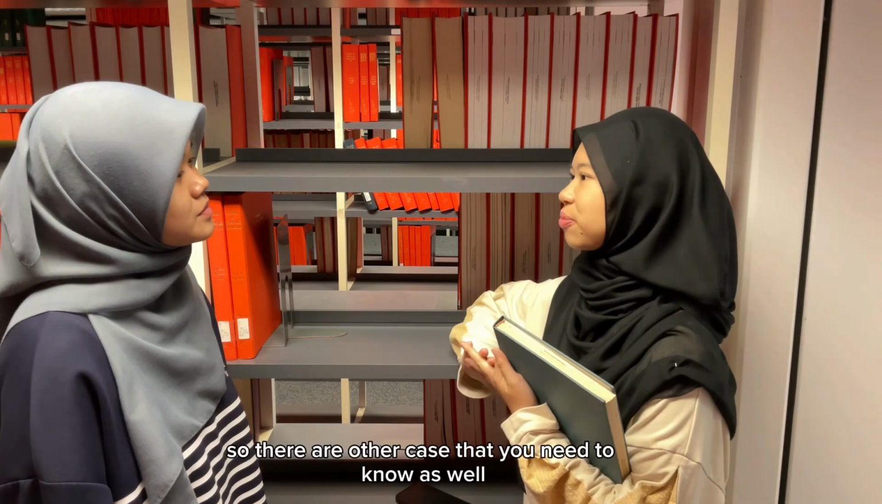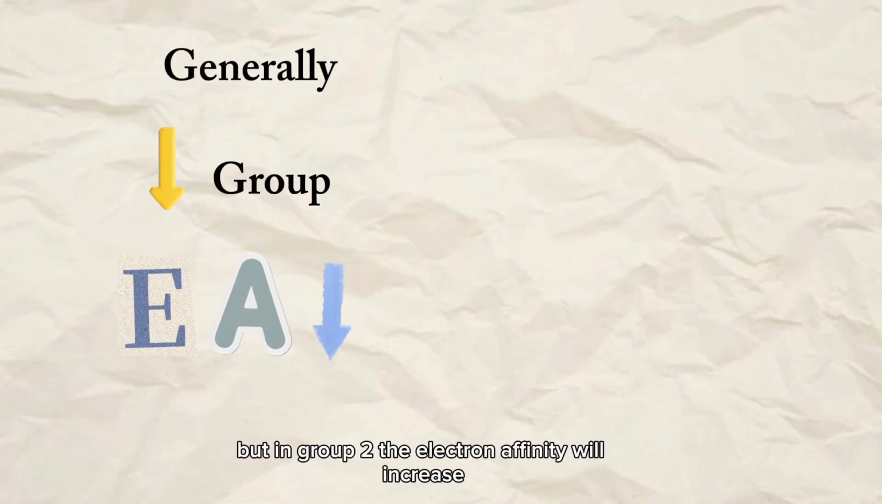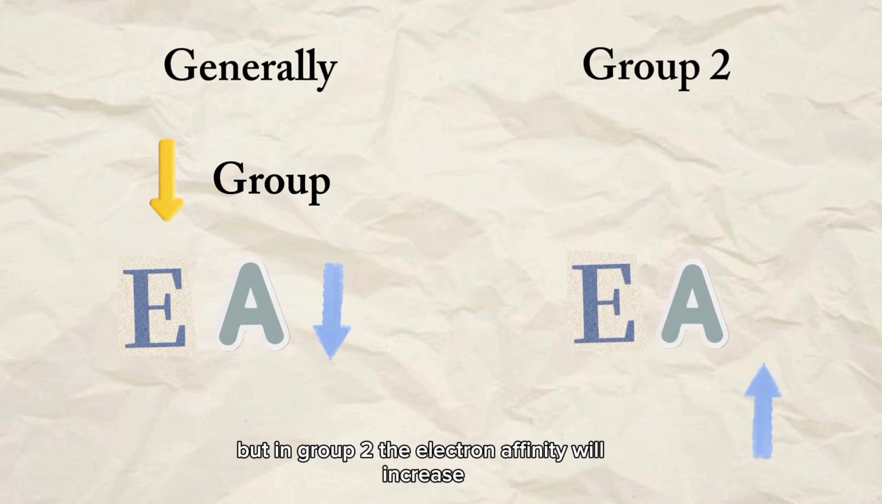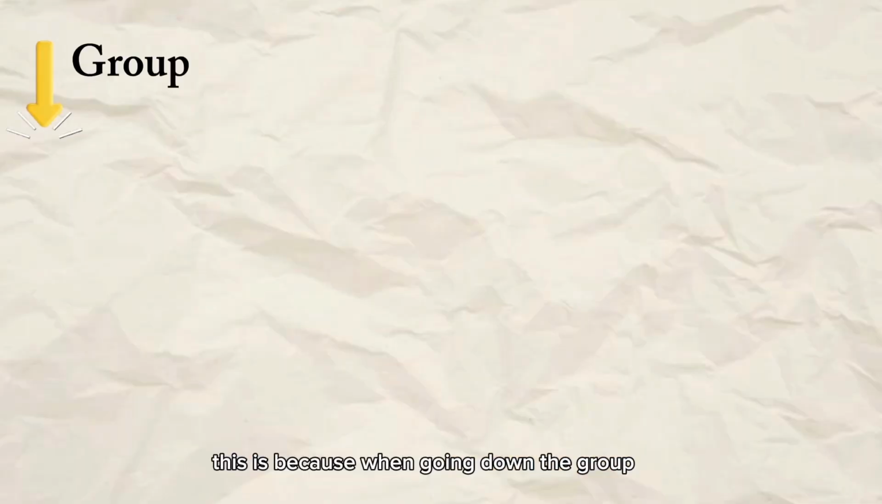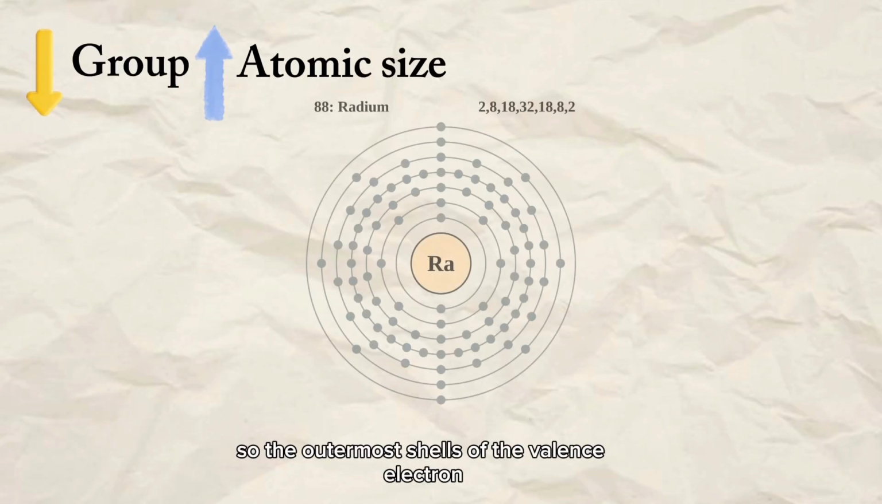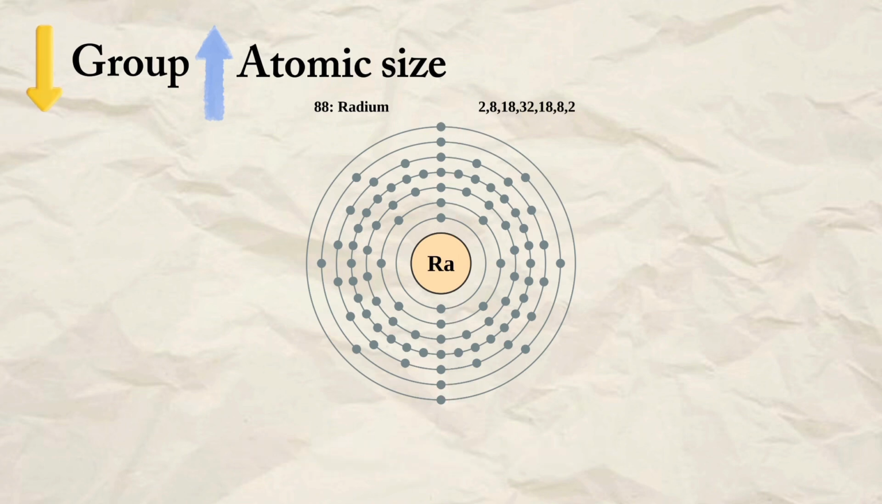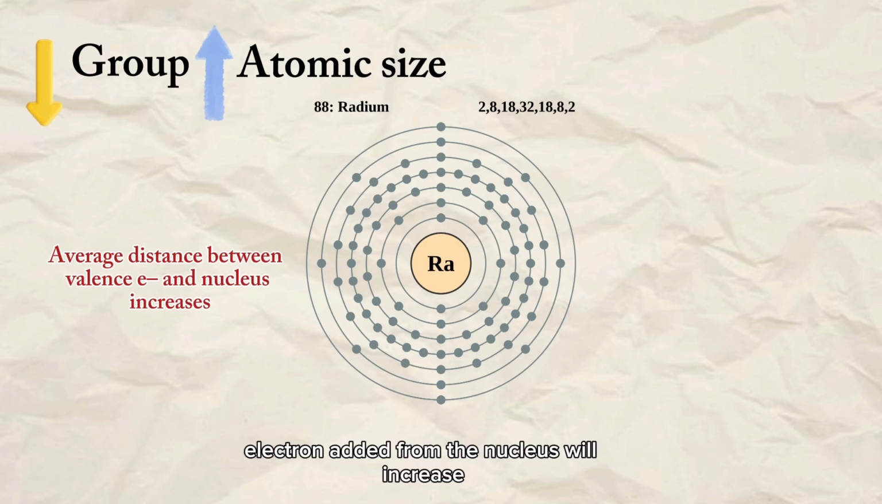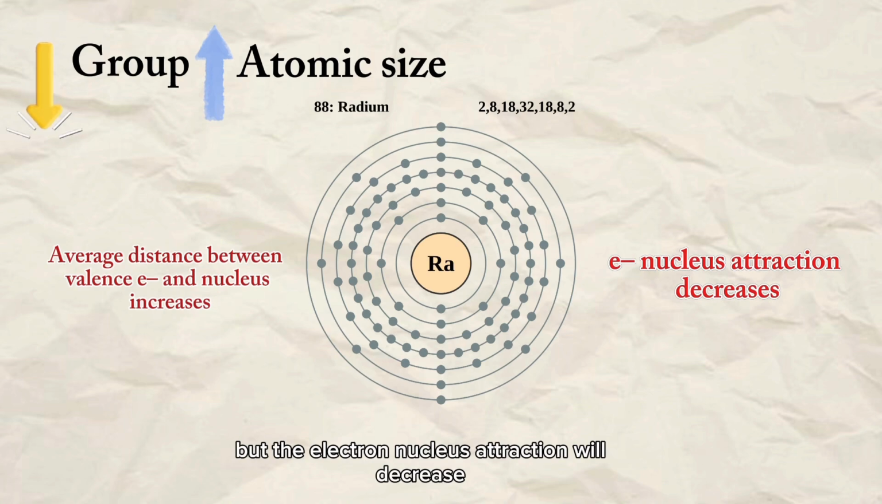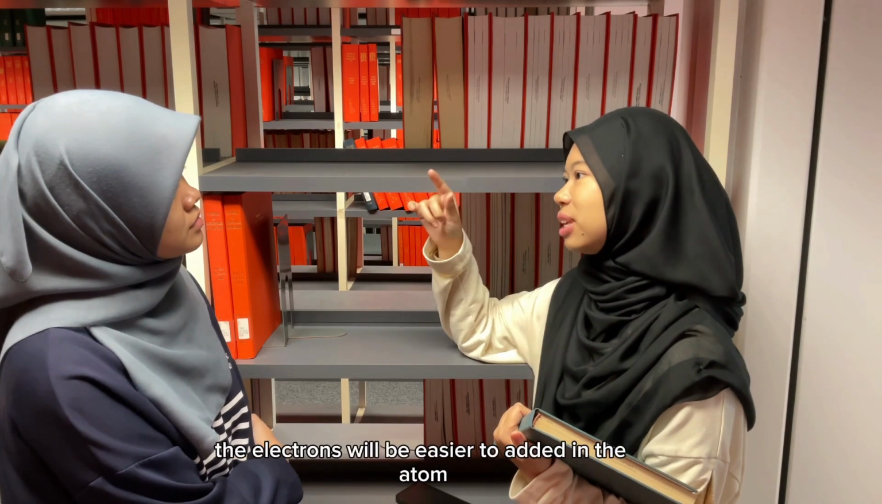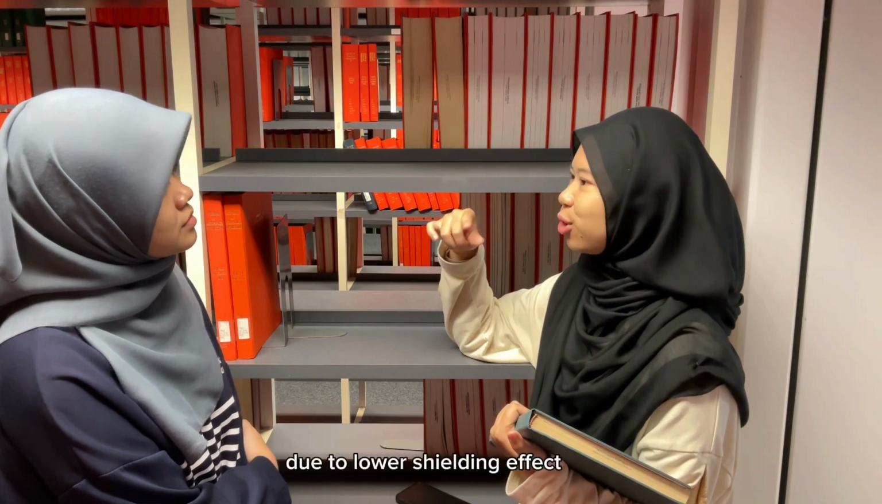Oh, what is the explanation? So there are other cases that you need to know as well. Generally, when going down the group, the electron affinity will decrease. But in group 2, the electron affinity will increase going down the group and become more negative. This is because when going down the group, the atomic size will be bigger, right? So the outermost shell of the valence electron will be further from the nucleus. And the average distance of the electron added from the nucleus will increase, but the electron-nucleus attraction will decrease. Okay. So hence, the electrons will be easier to add to the atom due to lower shielding effect.